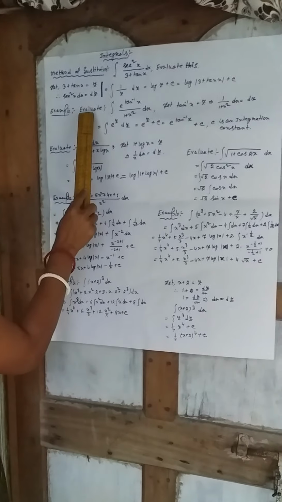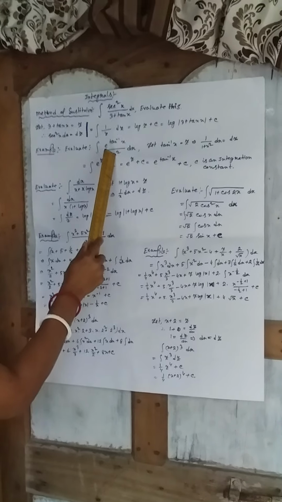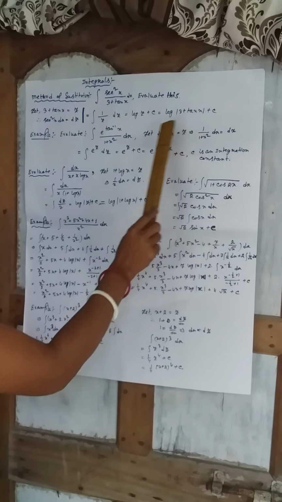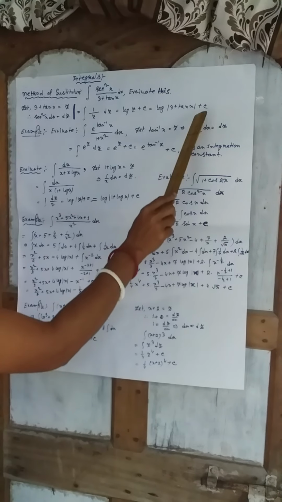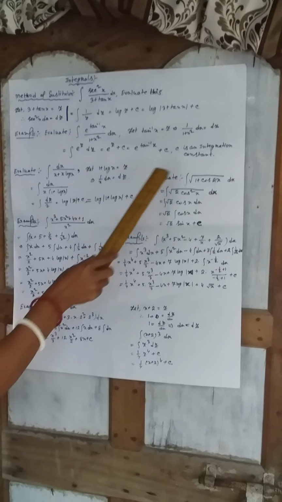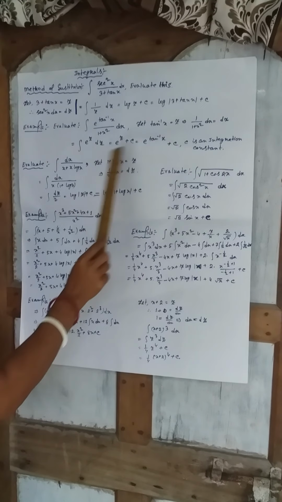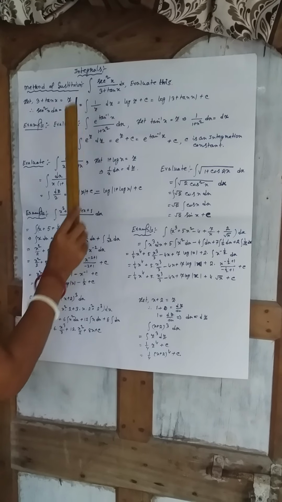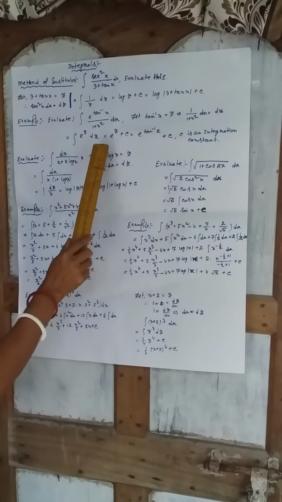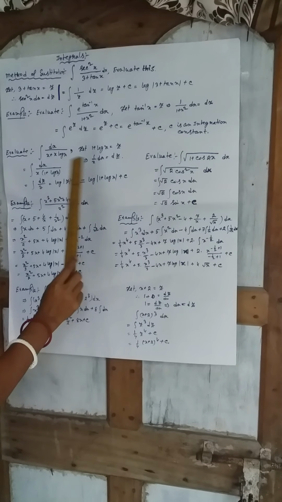Now the second example, evaluate integration of e to the power tan inverse x by 1 plus x square dx. Now let tan inverse x equal to z. Therefore again differentiating both sides we get 1 by 1 plus x square dx equal to dz. Now putting this value in place of 1 by 1 plus x square dx equal to dz, and in place of e to the power tan inverse x, e to the power z, and integration of e to the power z is equal to e to the power z plus c.